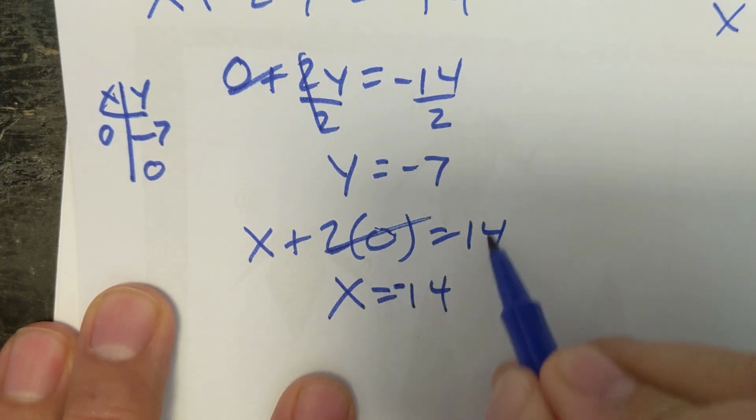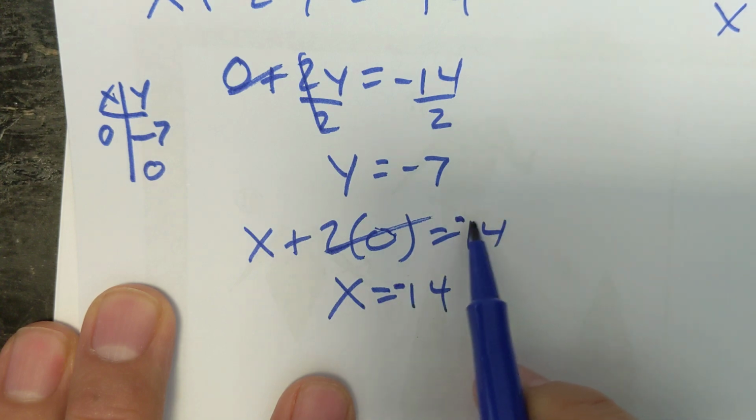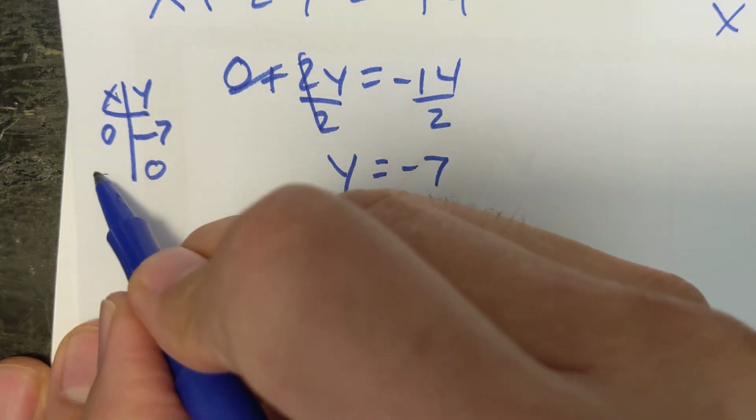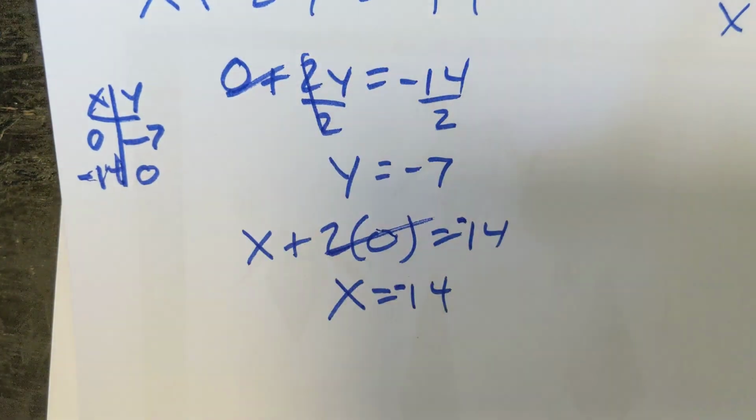Oh, sorry, miscopied. Please be careful there, I made the mistake. It's supposed to be negative 14. So x is negative 14. Okay, so that's option 1.